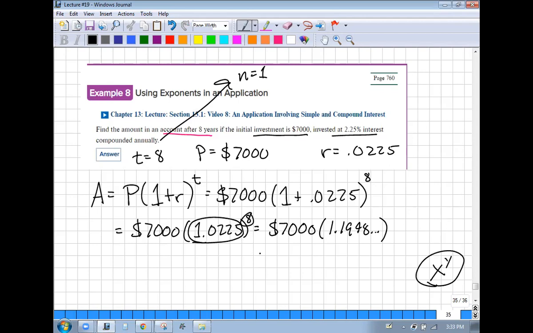All right. So now I'm going to take that and multiply it by 7,000. And I get $8,363.82. Okay. So we start off with 7,000. We had $1,363.82 in interest. Okay. And these are real numbers. 2.25% interest is a pretty good interest rate, right? Your credit cards are more like 25%, you know? That means in 4 years, you've already doubled what you owe, you know?